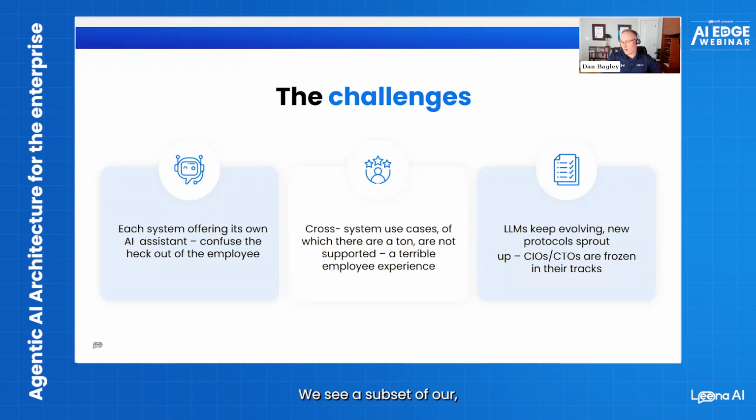We see a subset of organizations who attempt to build their own and take a look at best of breed large language models and iterate on them inside of their organizations. The challenge with that approach is that it rapidly becomes stale. Large language models and AI technology in general are evolving at an incredibly rapid rate, and attempting to build your own, if that's not your core business, can be a real challenge.